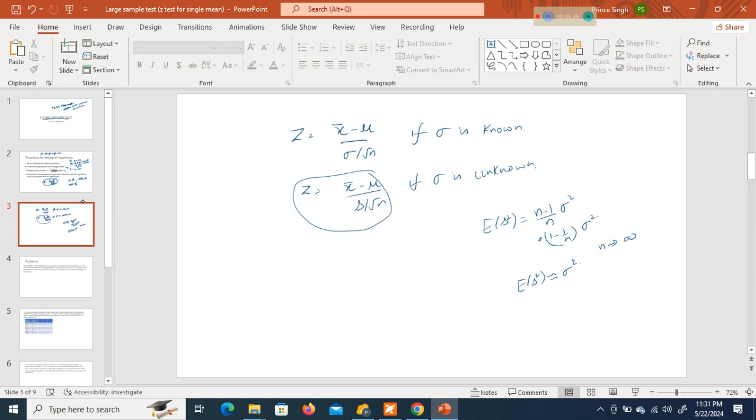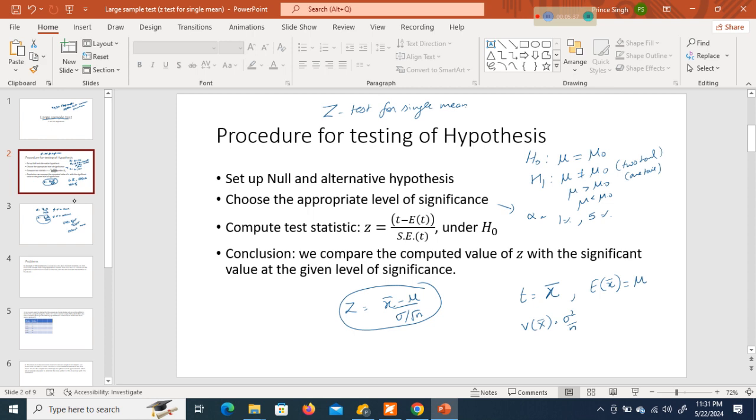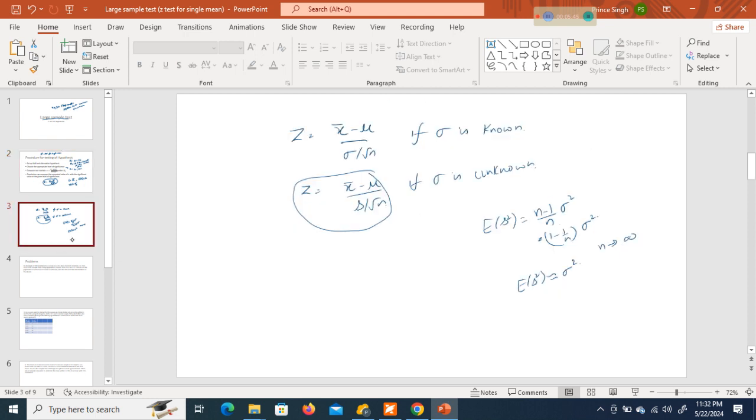Okay, and another thing, like we have discussed, the formula of z is t minus expectation of t upon standard error. This standard deviation is also called the standard error, the standard error of x bar. Sometimes the question asks what is the standard error for this particular estimate. So the standard error is sigma upon square root of n if sigma is known, and if it is unknown, then we can use s upon square root of n.